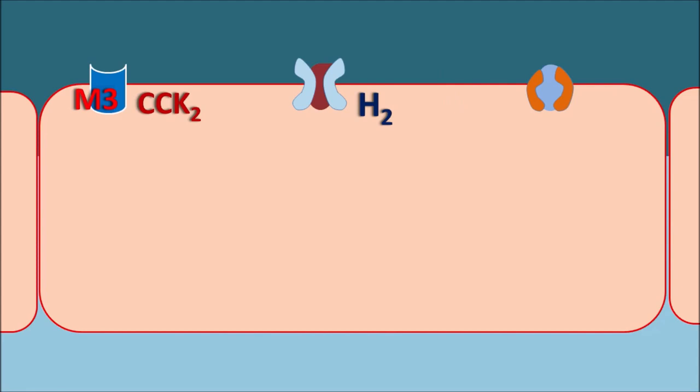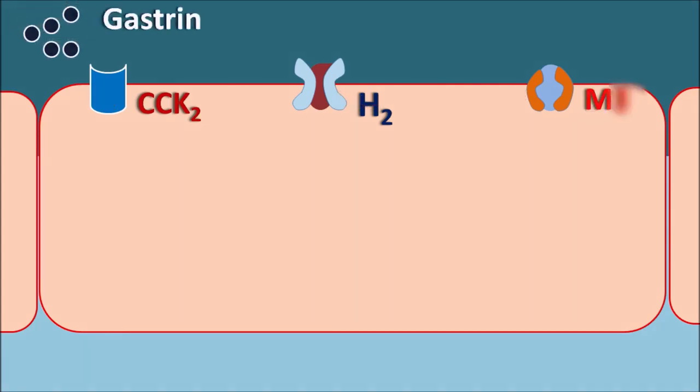Now if we consider the gastric parietal cells, we can observe three types of receptors on them. The first one is the cholecystokinin receptors, on which gastrin can act. The second one is the H2 receptors, on which histamine can act. And finally, M3 receptors are present, on which acetylcholine can act.